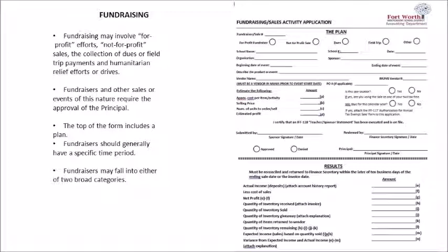The IF-116 form is a single-page, two-part form. The top of the form includes a plan. The bottom part of the form is used to recap the results of the fundraiser after the conclusion of the event and all revenues and expenses have been posted. The recap is used by you and the principal to evaluate the results of the event. Both the plan and the recap require the bookkeeper's and the principal's signatures.